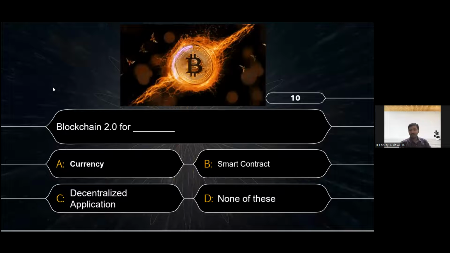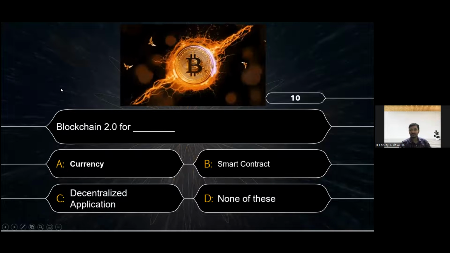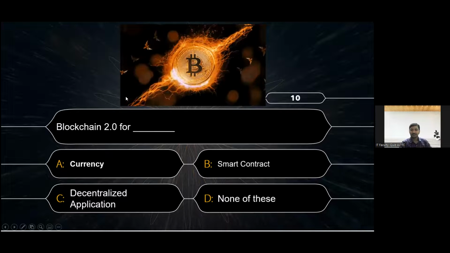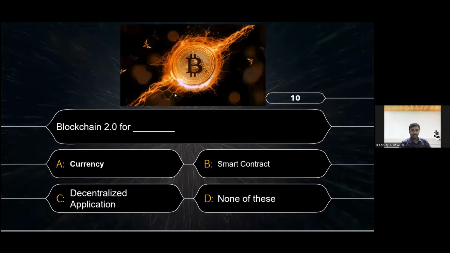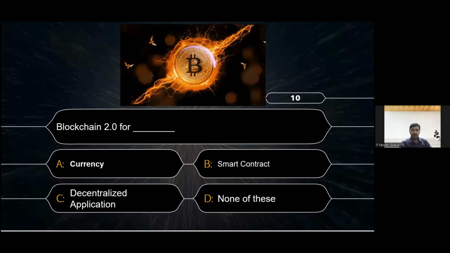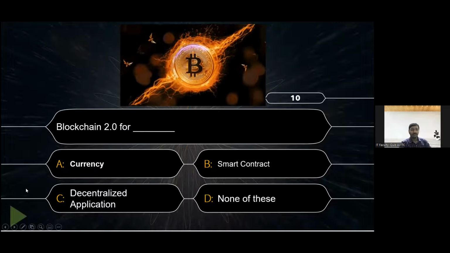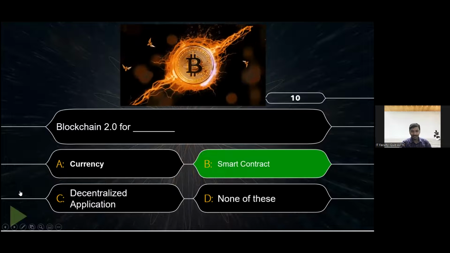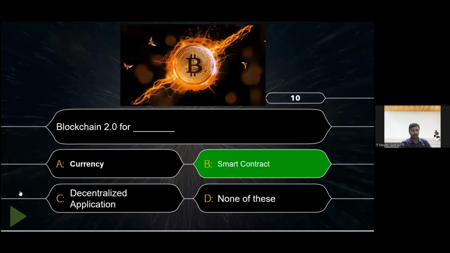Okay, so just start giving the answer. I'm getting the answer mostly as B. Blockchain 2.0, what it uses. So let's check what the correct answer is. Correct answer for this question. That's really appreciable. Now moving on to the next question.